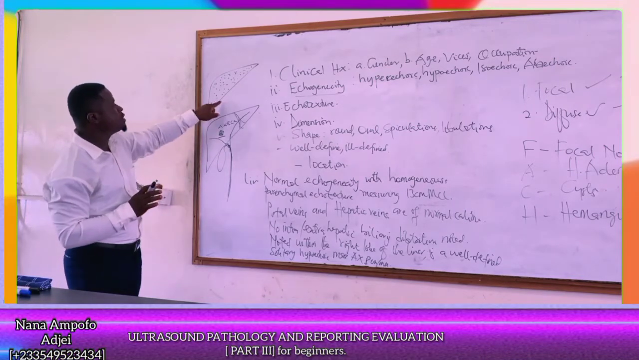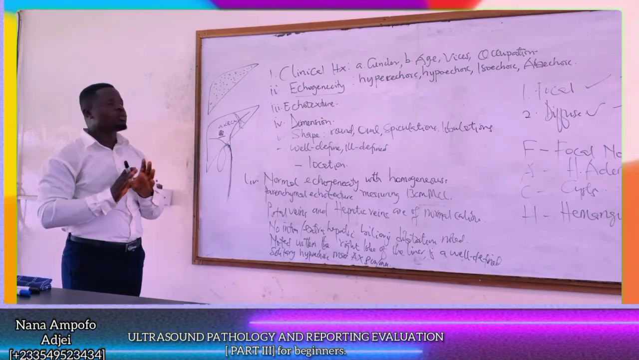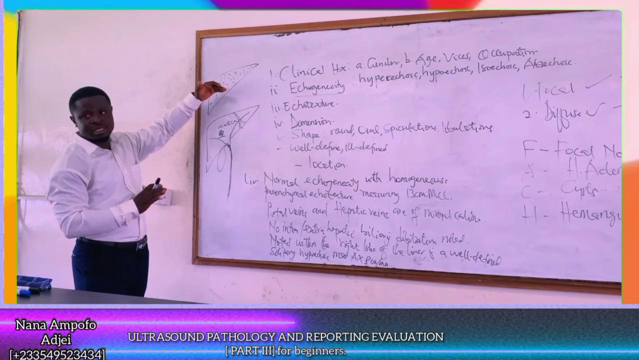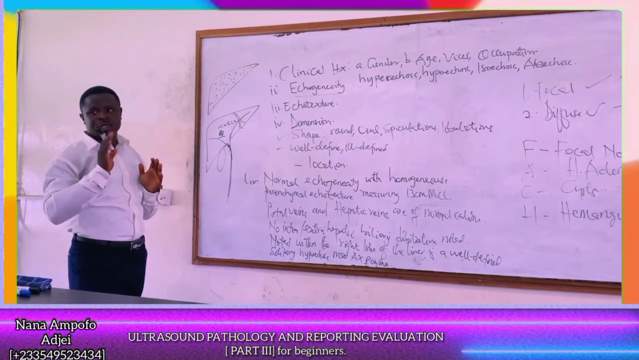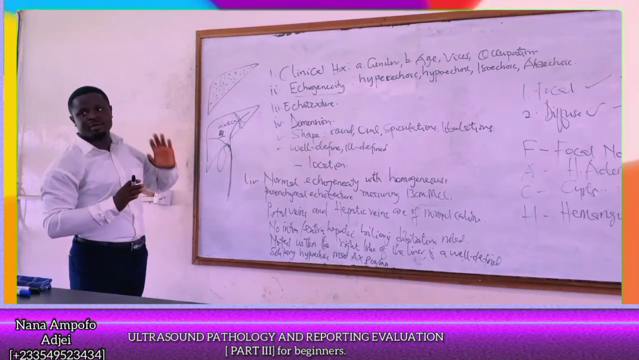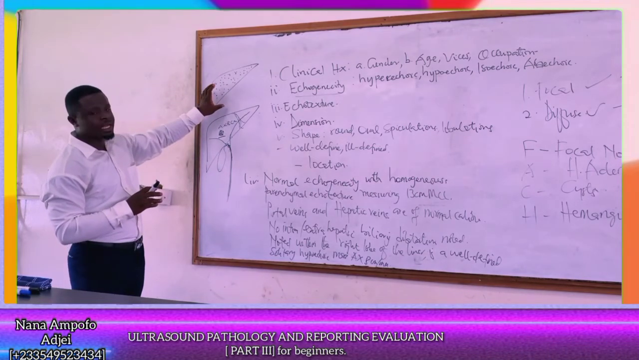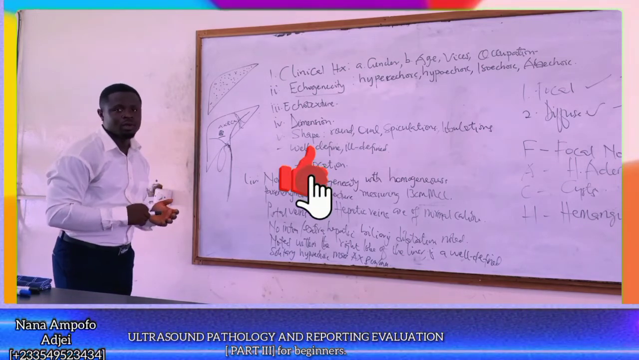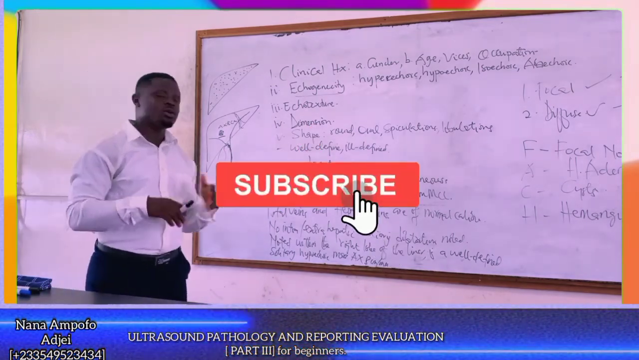The opposite of this is what? Fatty liver, where there is decreased visualization of the portal vein walls with increased echogenicity of the liver parenchyma. So the opposite of acute hepatitis is fatty liver. And then cirrhosis, we all know.